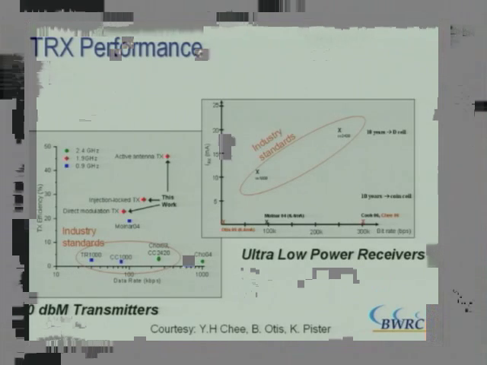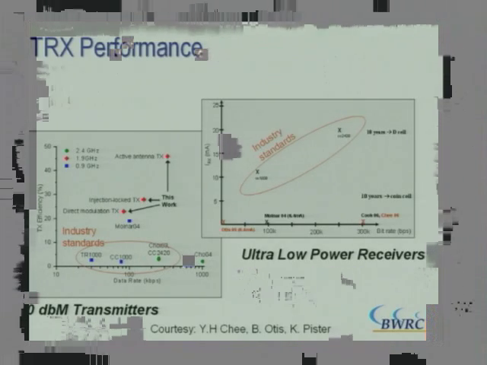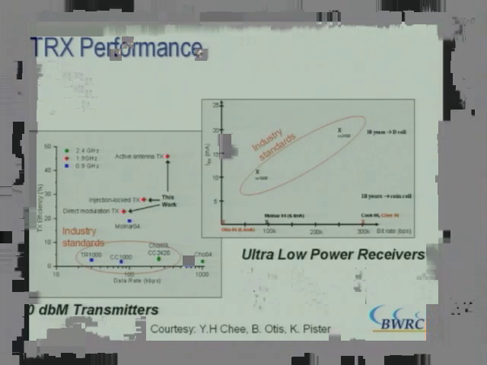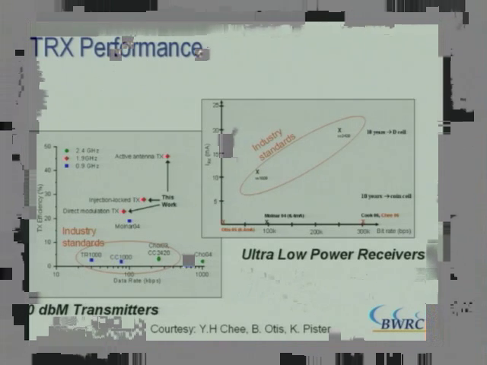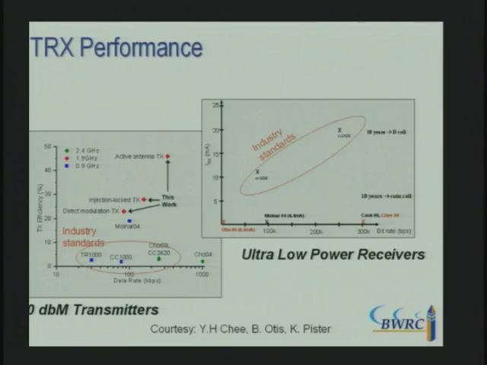So by doing so, we showed that here are your industrial standards for transmitters. This is where your Chipcon radios are. This shows transmit efficiency versus data rate. You see you get about 3 to 5% efficiency. By using the approach that I described, direct modulation, injection locking, active antenna, we get to about 50% efficiency. So you really can get very highly efficient transmitters.